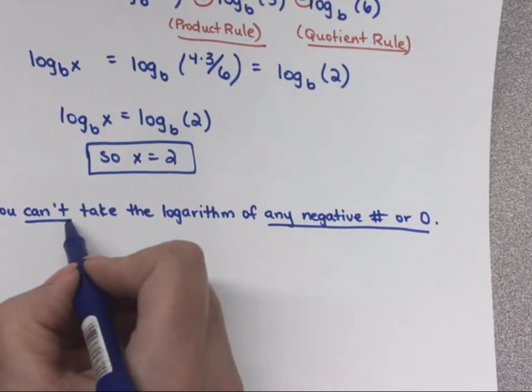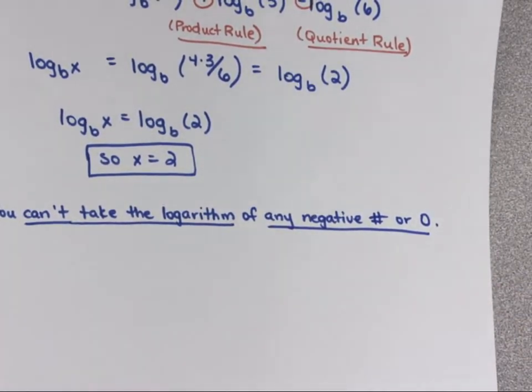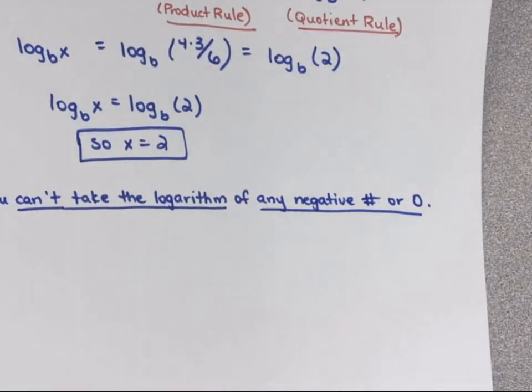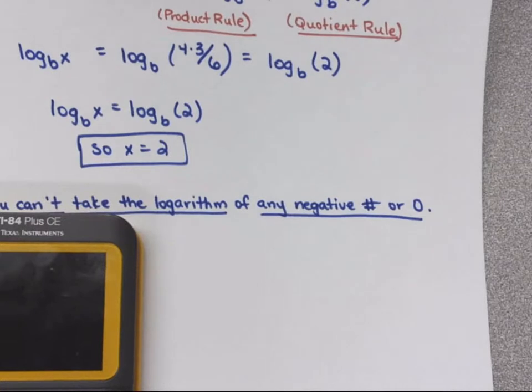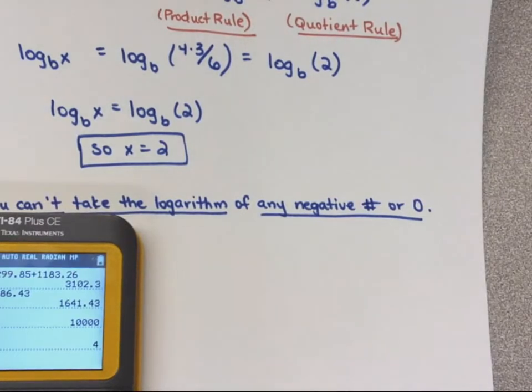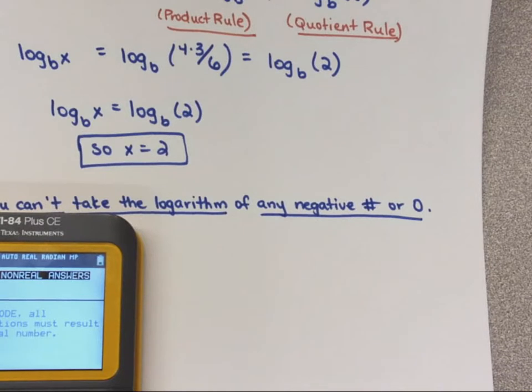So you can't take the logarithm of any negative number or 0. In fact, when you do, you're going to get an error. So let me show you an example of one, but then we're going to talk about why it works out that way. If I try to do the log of -10, notice it's going to give me an error, non-real answer.